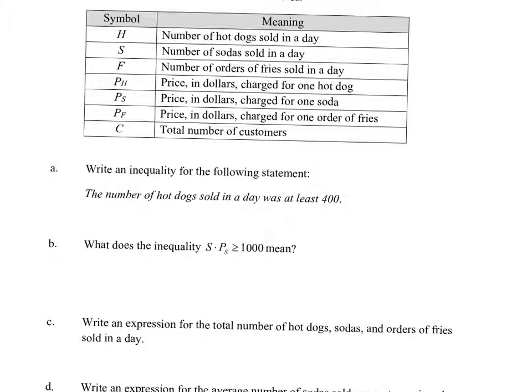All right, so the number of hot dogs is H. And is sold in a day was at least, tells me it's greater than because it could be more than. So at least greater than or equal to 400.